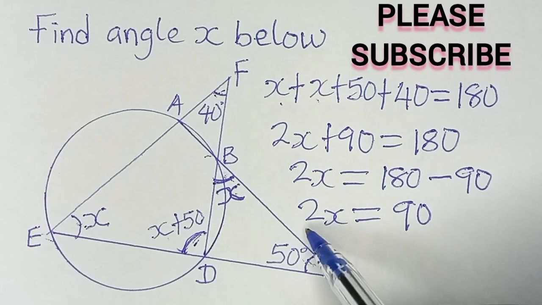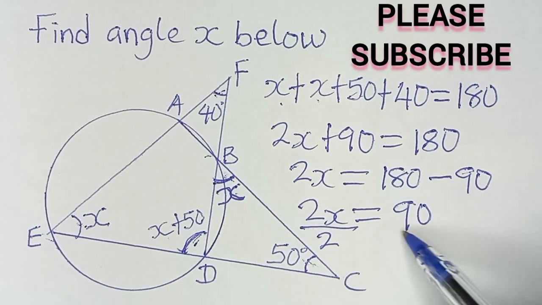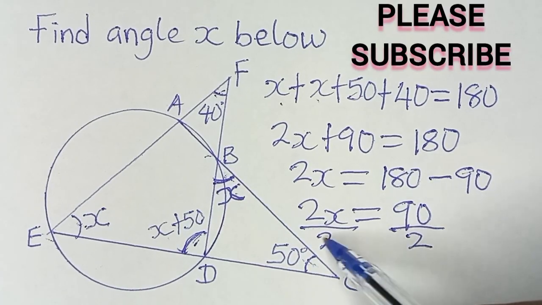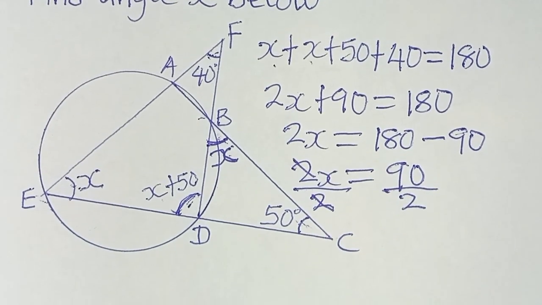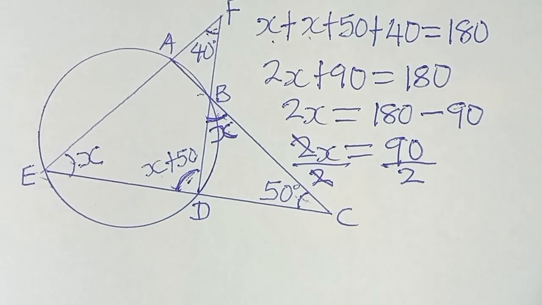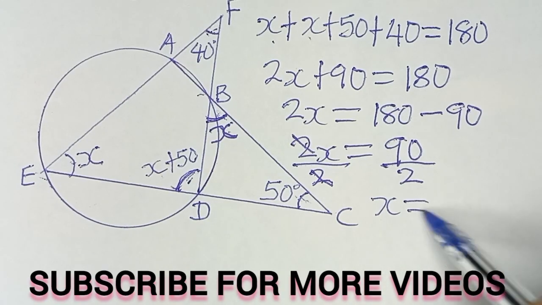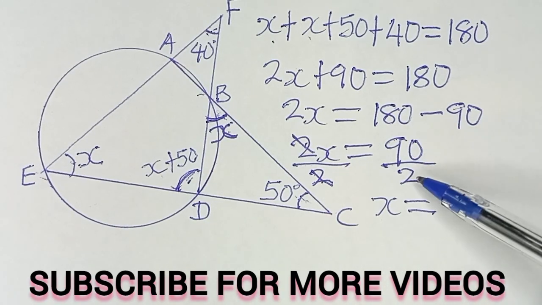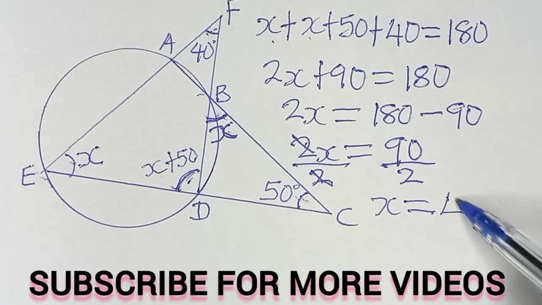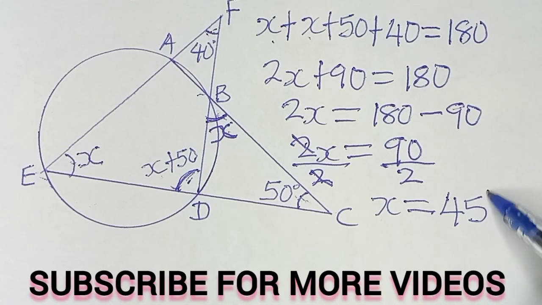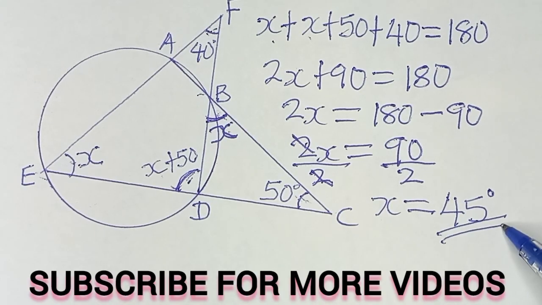To get the value of x, we can now divide both sides by 2. So that 2 cancels 2 and I'm left with angle x that I'm looking for. So 2 cancels 2, I'm left with x on this side, and that will be equal to 90 divided by 2, which gives me 45. So the value of angle x is 45 degrees, and that's the final answer.